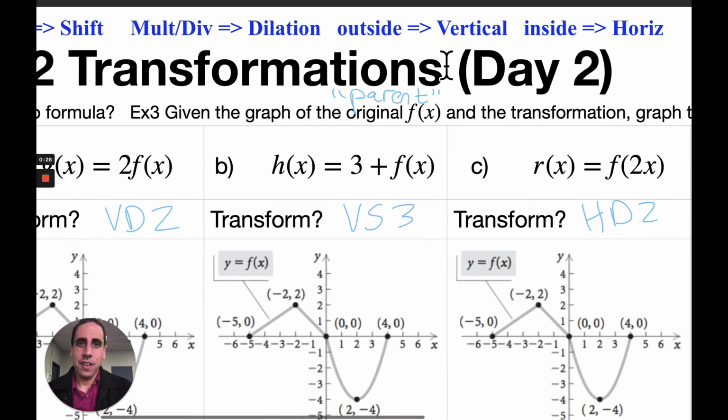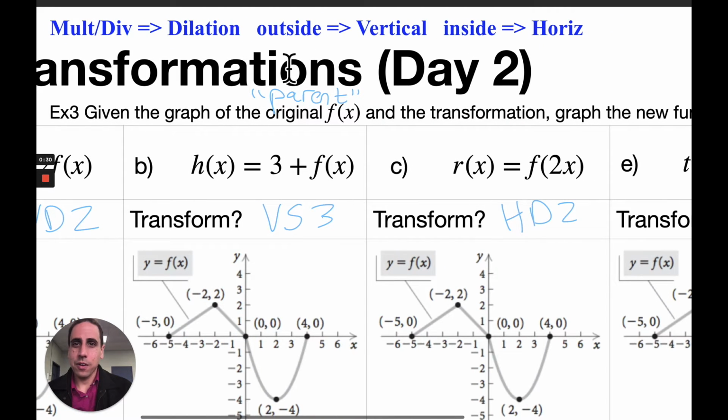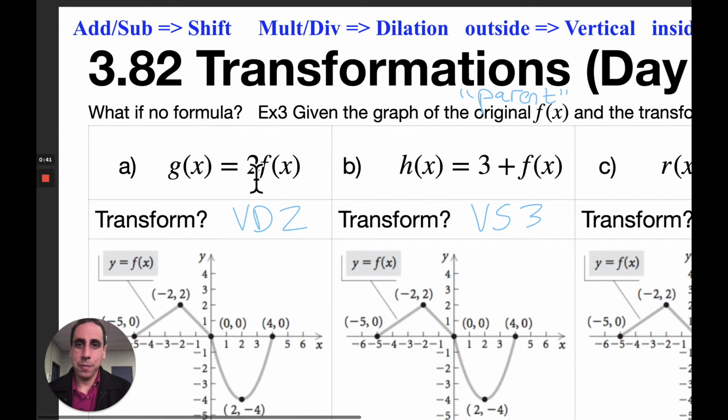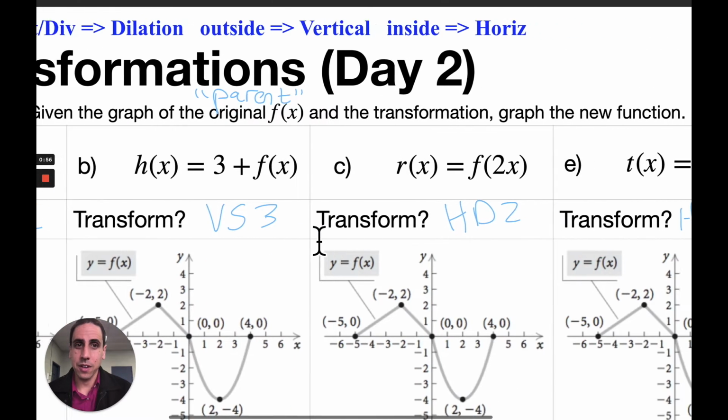If the number is outside of the parent function or outside of the parentheses, then it'll be vertical, and inside, horizontal. So, for example, looking at this, because the 2 is outside of the function and being multiplied, I can see it's a vertical dilation by a factor of 2. Just from looking at this and having all the top things memorized, that helps me identify what kind of transformation it's going to be.